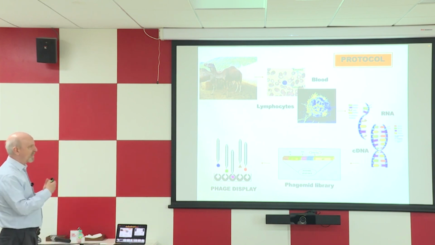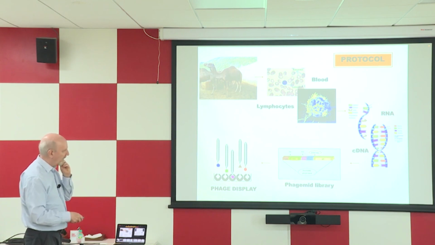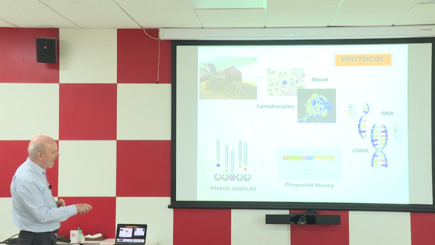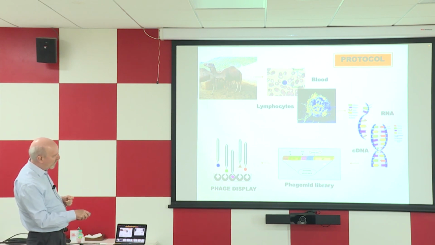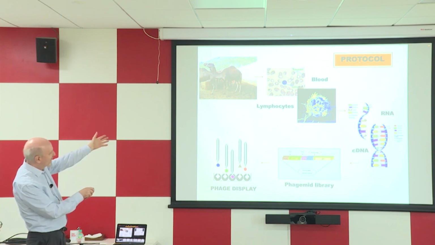Phage display is a methodology, again, developed a long time ago. Recently, one of its creators received the Nobel Prize for that. What it is, is that now you can express and display the protein structure of choice on the tip of a phage, an M13 phage. In this way, you can recover the protein that interacts with a given antigen without having to isolate the protein itself from the camel.